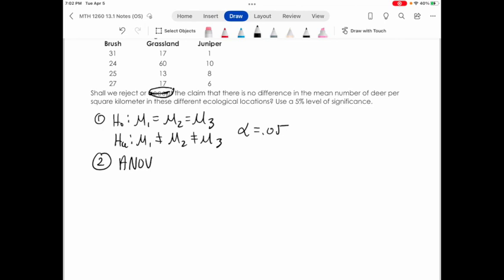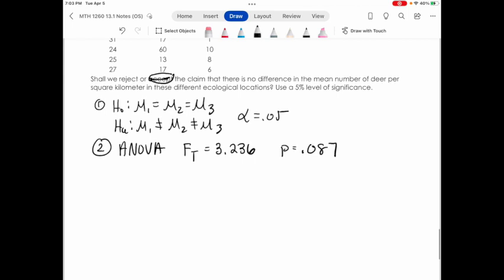For step 2, we're going to use ANOVA to find our test statistic for F and our p-value. So pause the video and see if you can get those values. You should get, when you're done, that your test statistic for F is 3.236 and your p-value is 0.087.